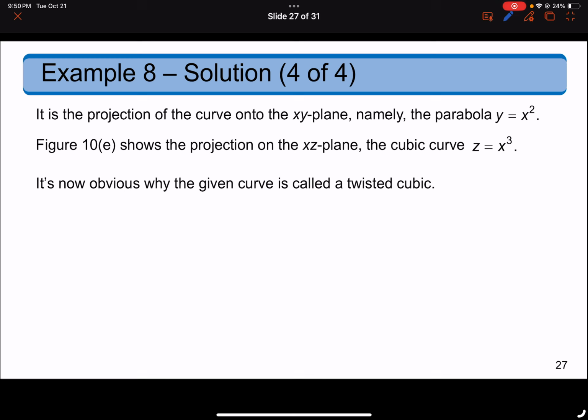It is the projection of the curve onto the xy plane, namely the parabola y equal to x squared. Figure 10e shows the projection on the xz plane, the cubic curve z equal to x cubed. Now it's obvious why it is called a twisted cubic.